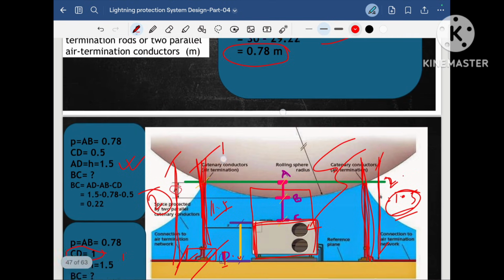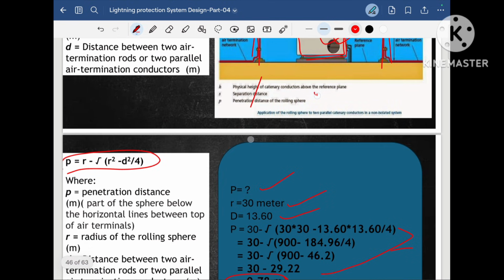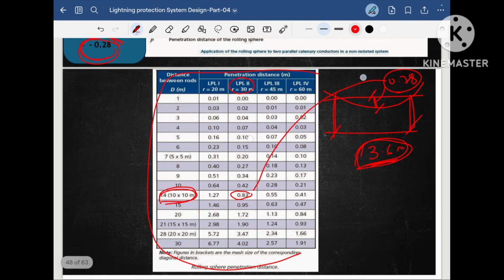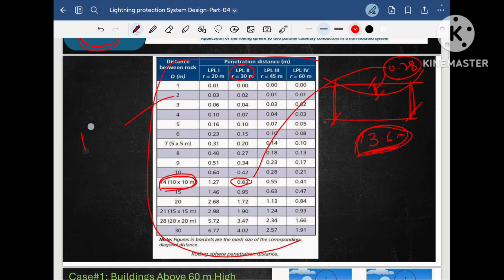You can use this formula to calculate the accurate penetration depth, or you can use this ready-made table given by IEC to know the penetration depth as per your class and the distance between the two air terminals. Hope you are very clear with this point.